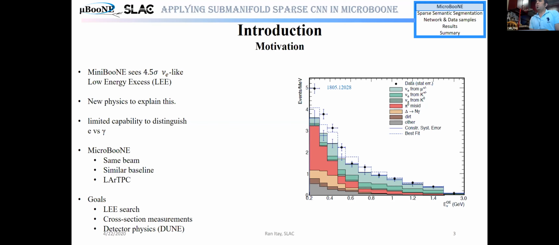And one of the problems with MiniBooNE is that they have limited capability to distinguish electrons versus gammas. MiniBooNE is a Cherenkov light detector, so if there's a shower, they cannot distinguish whether it is coming from one electron or maybe from a decay of a pi naught, which produces 2 gammas which are close to one another. And as you can see, the red histogram is the biggest background, and that's pi naught misidentification. So MicroBooNE is sitting on the same beam, at about the same, very similar baseline. However, it incorporates a LArTPC technology instead of a Cherenkov light detector.